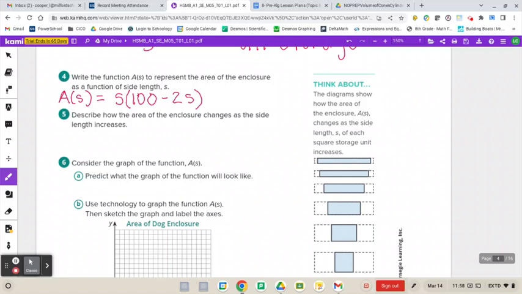Huh? Me or Katie? Well, either, because you're both looking at me. What don't you get? The area part or the slope? I'm just confused about the area part. I don't know why though.